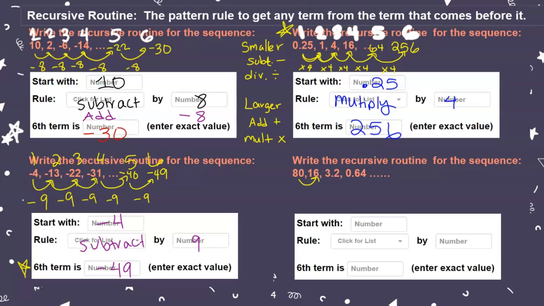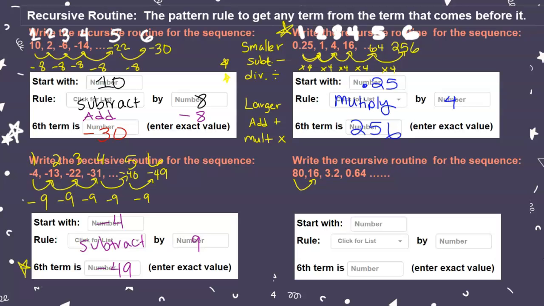We are getting smaller, so it's probably subtracting or dividing. If I do 80 subtract 16, I get 64. So that means 80 subtract 64 is 16. Well, if I subtract 64 here, I don't get 3.2. So let's try dividing.